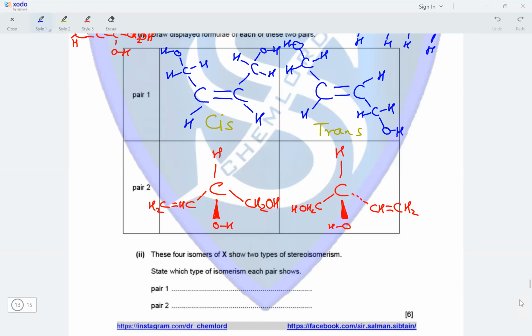These four isomers of X show two types of stereoisomerism. State which type of isomerism each pair shows. So pair 1 shows cis-trans or geometric isomerism, and pair 2 shows optical isomerism.